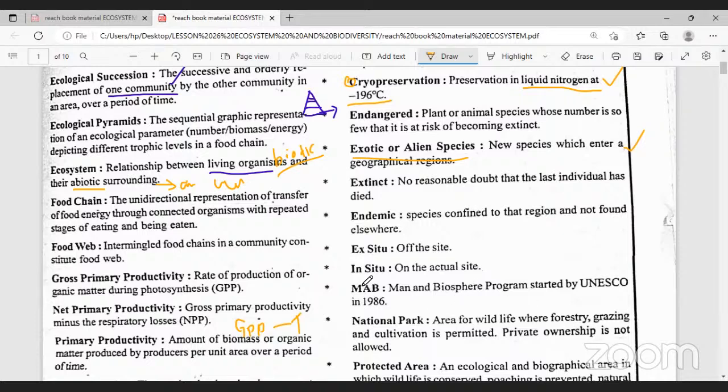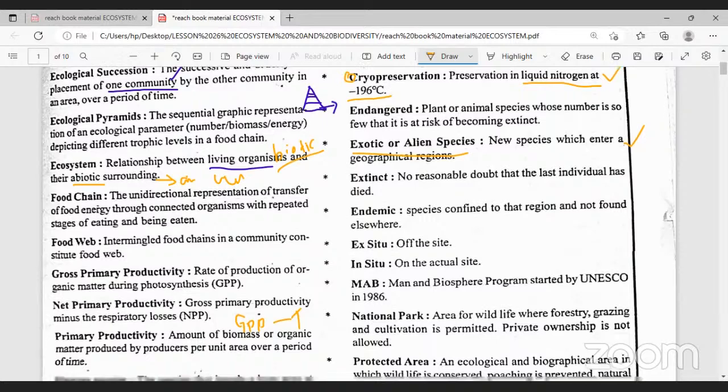And the next one is MAB, the Man and Biosphere Program, started by UNESCO in the year 1986. Sometimes they ask a question on this part. MAB, Man and Biosphere Program, started by UNESCO in 1986. This is also an important thing.